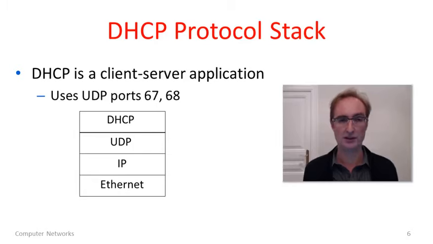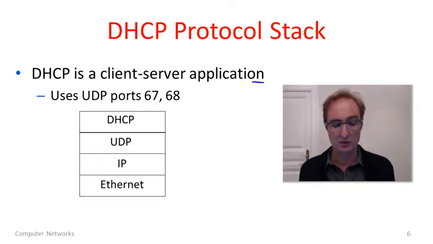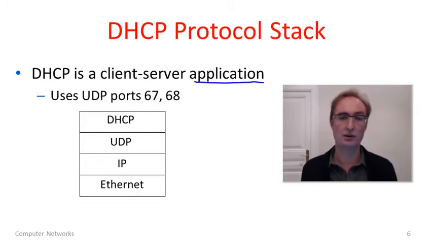www.cs.washington.edu into the IP address. Here's the protocol stack for DHCP. DHCP actually runs as a client-server application between the client that's on your machine when it's woken up and it's trying to talk to the network, and the server, which is running somewhere on the network. It runs on top of UDP, you can see here on the stack, and it uses UDP ports 67 and 68 to identify itself.